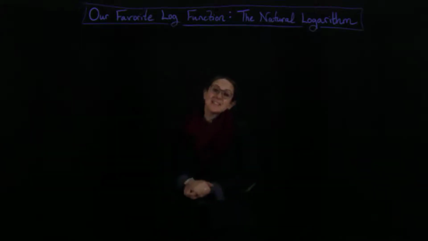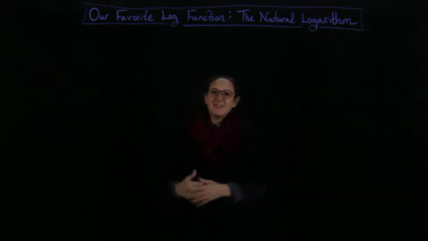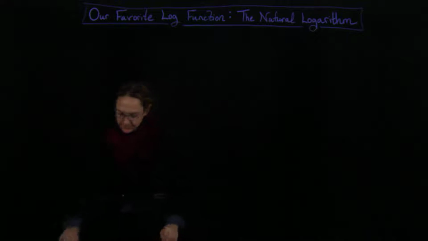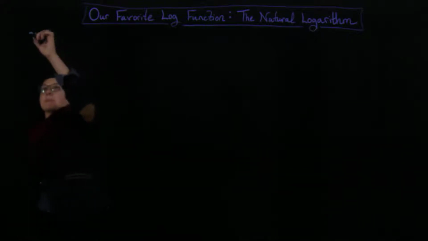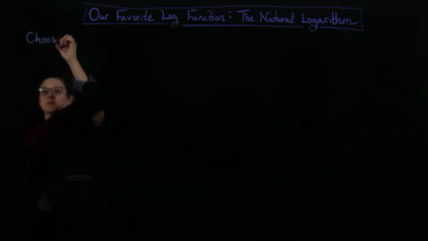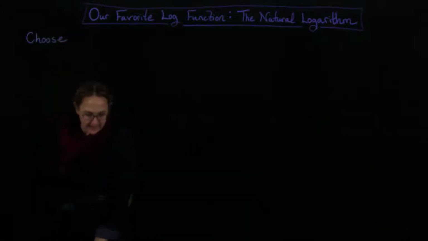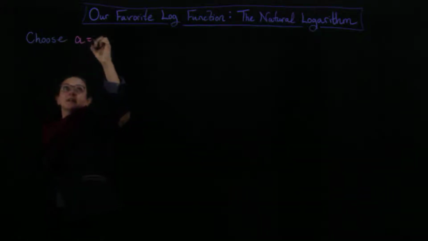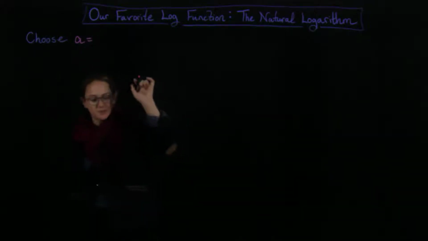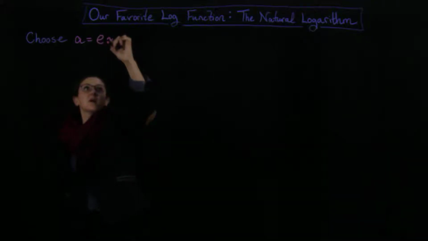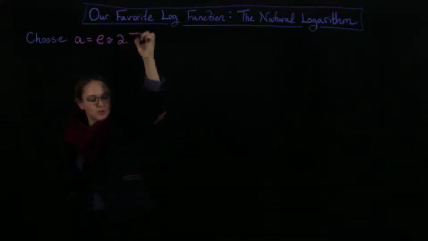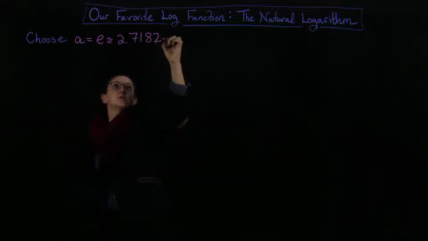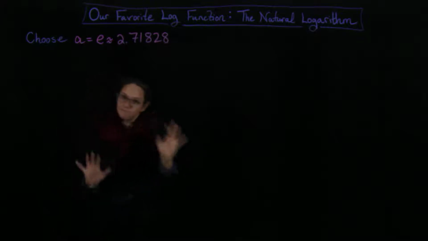Welcome. In this lecture, I'm going to talk about our favorite logarithmic function, which is the natural logarithm. We're going to choose our a to equal this very special number, which is e, approximately 2.71828. It keeps on going, but it's roughly that much.